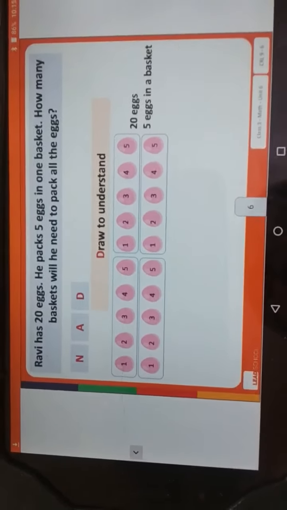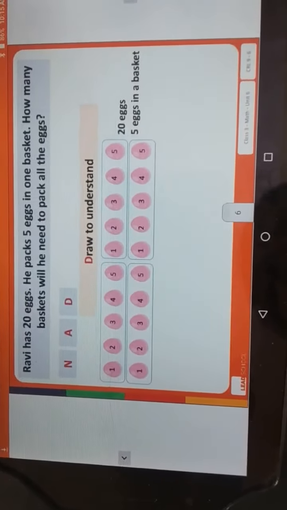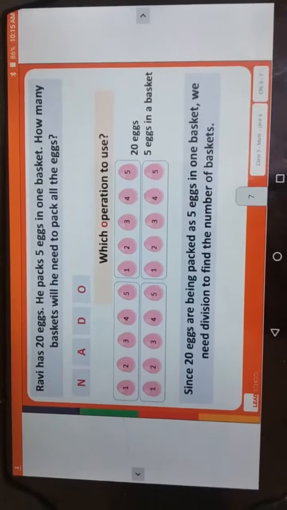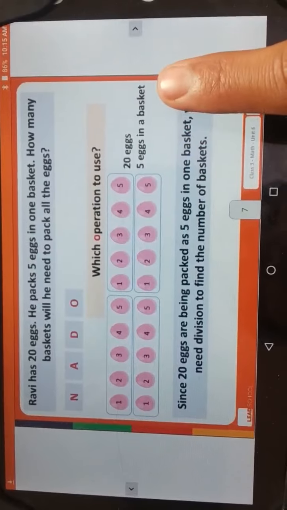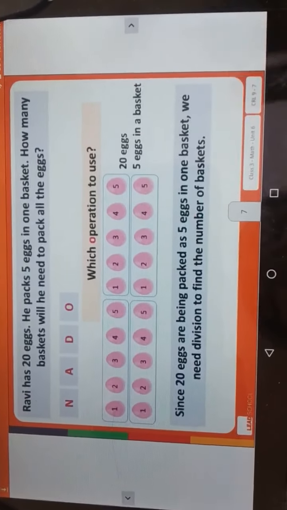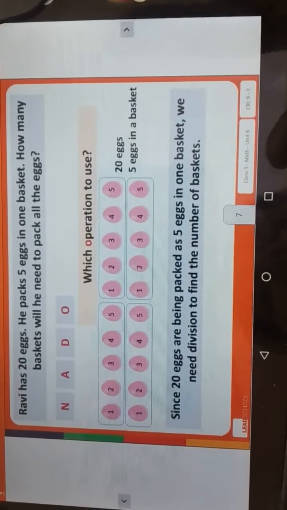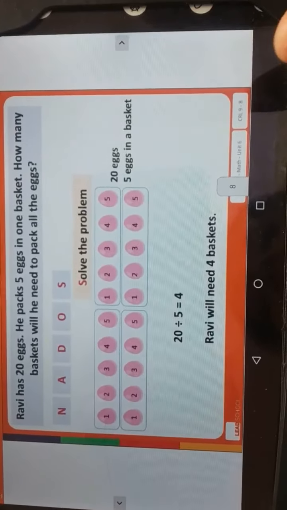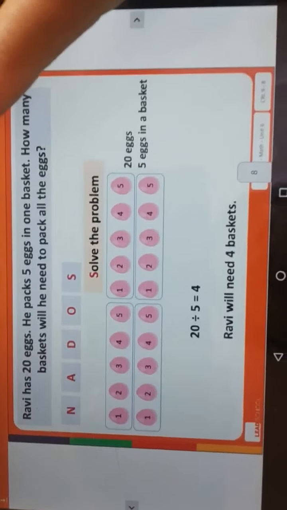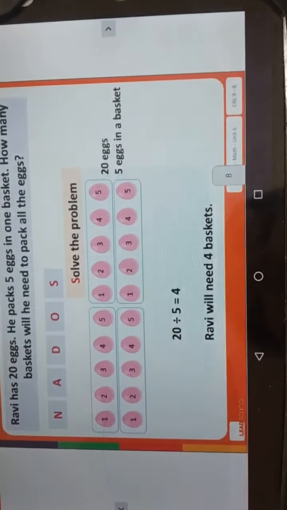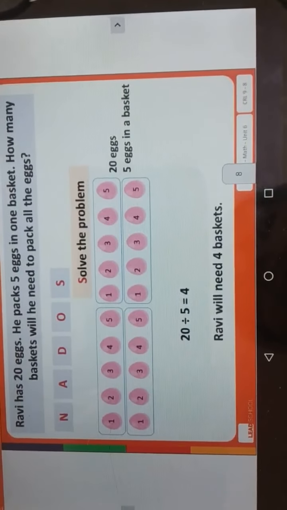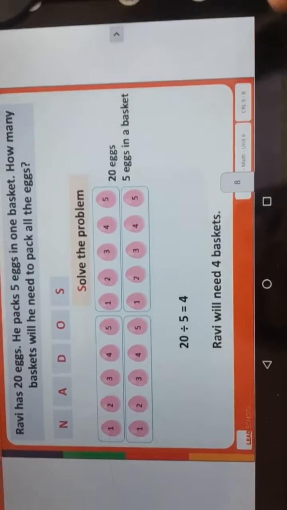So students, here we divide into 4 groups. In each group there is 5x. Okay. Then 20x, 5x in a basket. Each and every basket में कितने eggs आएंगे? How many are there? 5x are there. Solve the problem. So 20x, 5x in a basket. 20 divide 5 is equal to 4. Ravi will need 4 baskets.